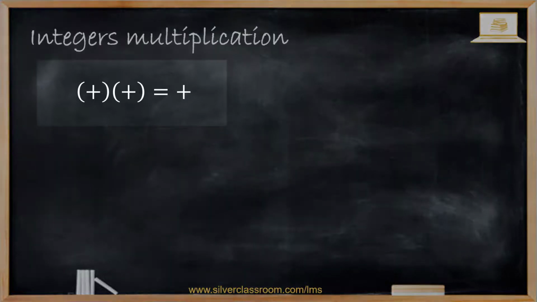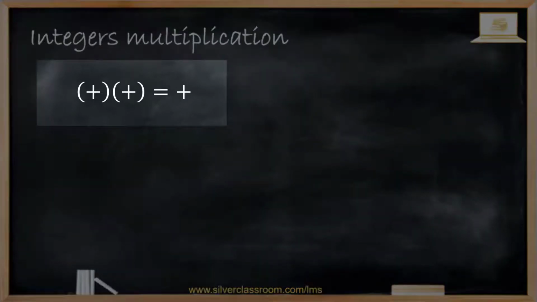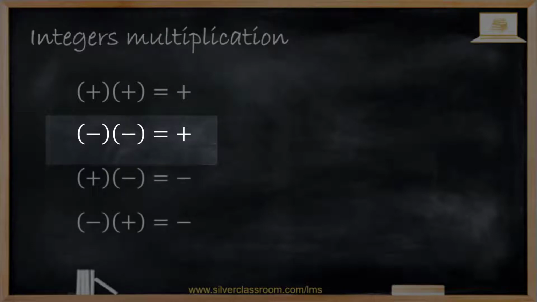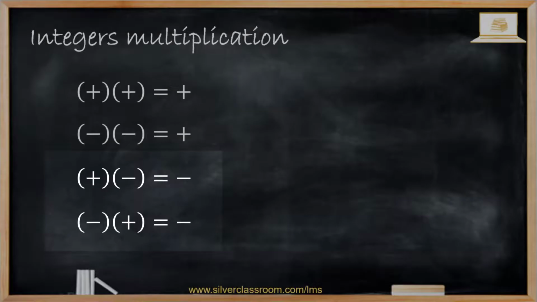The product of two positive integers is a positive integer. The product of two negative integers is a positive integer. The product of a positive integer and a negative integer is a negative integer.